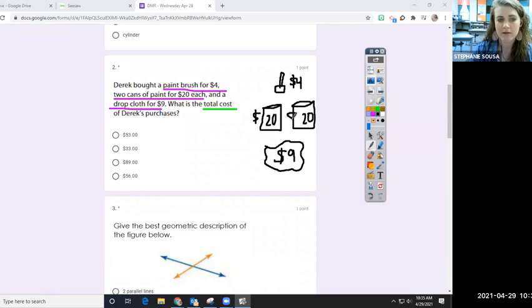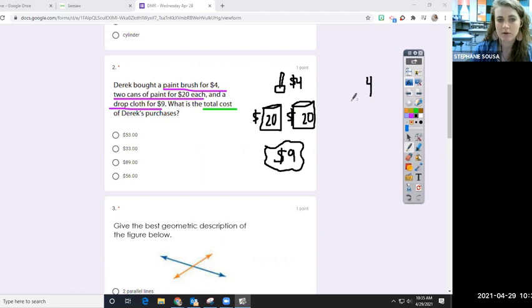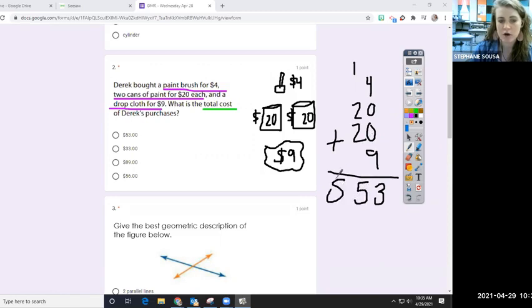Well, we've got to add all 4 of these items up. And that looks like this. 4 plus 20 plus 20 plus 9. And that is going to give us a total of 4 plus 0 is 4, plus 9 is 13. Carry your 10, put down your 3 ones. 10 plus 20 is equal to 50. So the total cost was $53. Other questions?